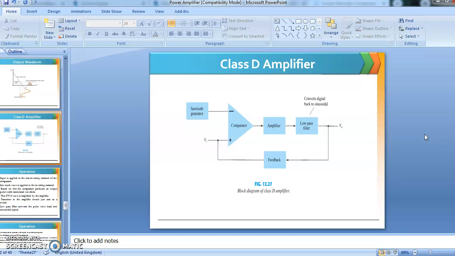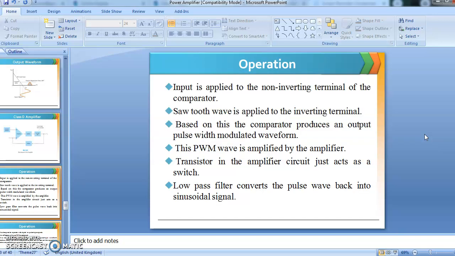These pulses are amplified. The amplified pulse will be converted into a sinusoidal signal by using the low pass filter. The main purpose of the comparator is to generate the pulse width modulated signal. The amplifier amplifies this pulse width modulated signal. The main purpose of the low pass filter is to combine all the pulse width modulated signal and get the original sinusoidal signal. That is the basic of the class D amplifier.